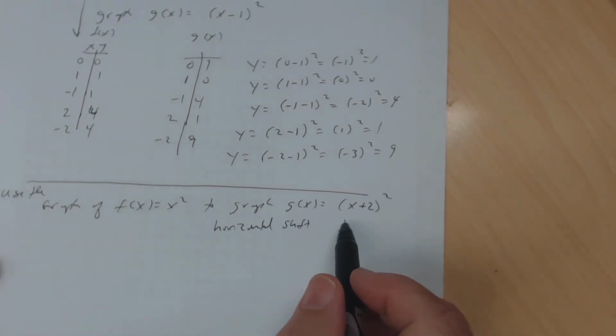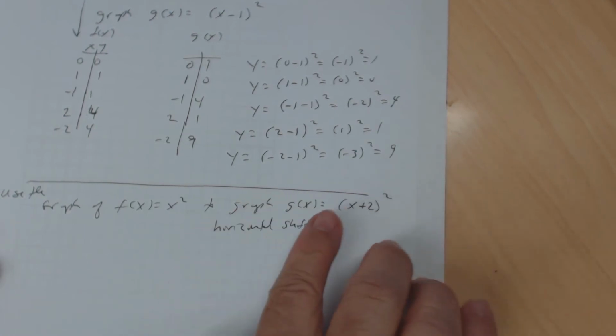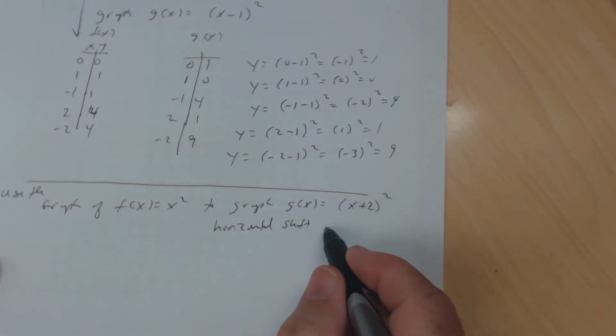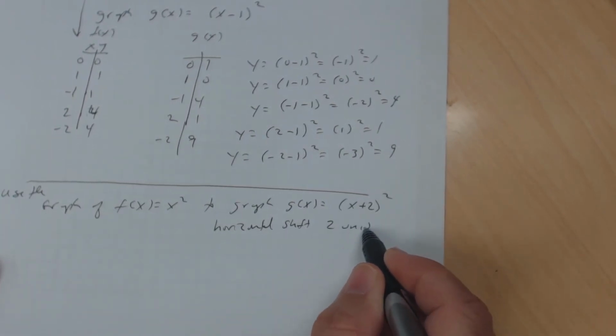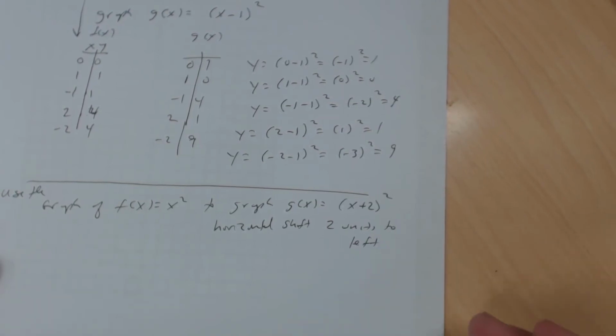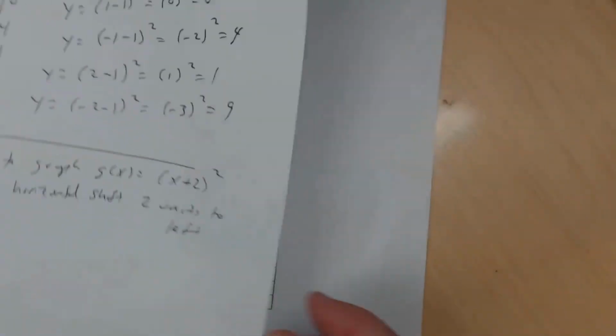And the horizontal shifts are counterintuitive. So you see how this is a plus 2? So you would think 2 to the right. It's actually counterintuitive. So it's a horizontal shift 2 units to the left. So all the points will be shifted 2 units to the left. You're going to do this in the coordinate plane.